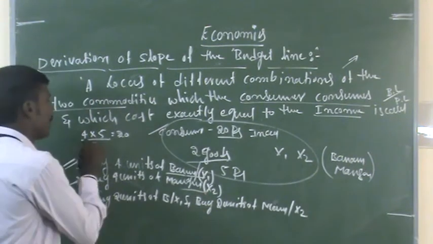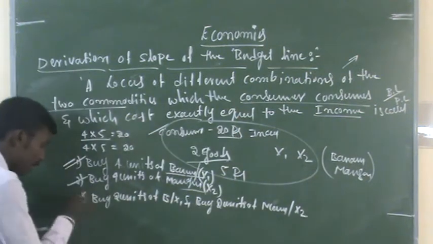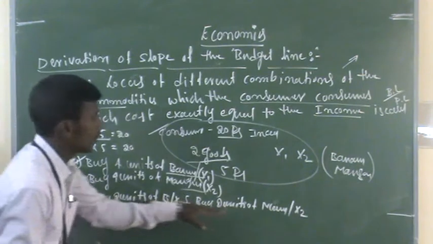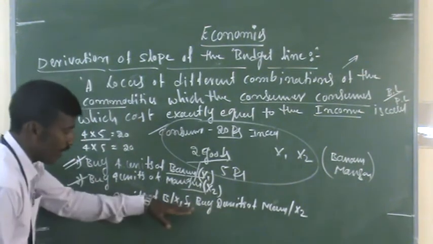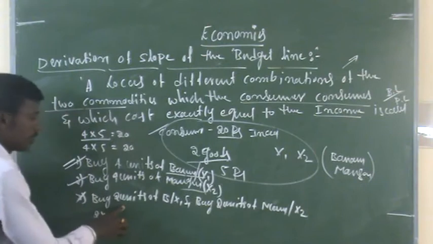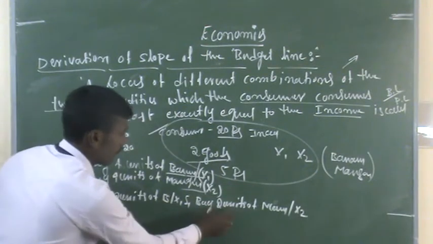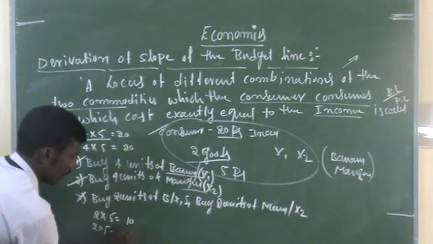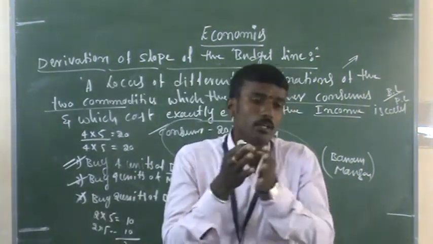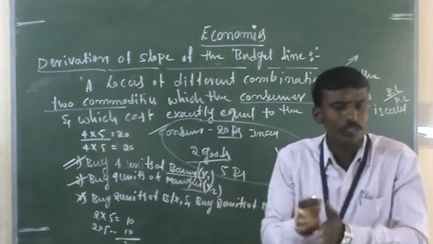4 into 5 will get 20, it is equivalent to the consumer income. Now let us consider the third option, that is, buy 2 units of X1 and 2 units of X2, or 2 units of banana and 2 units of mango. The price of the banana is 5 rupees, so 2 into 5 is 10, and again 2 units of mango, 2 into 5, 10. 10 plus 10 is 20. See, in all these options, the commodity cost is exactly equal to the consumer income.